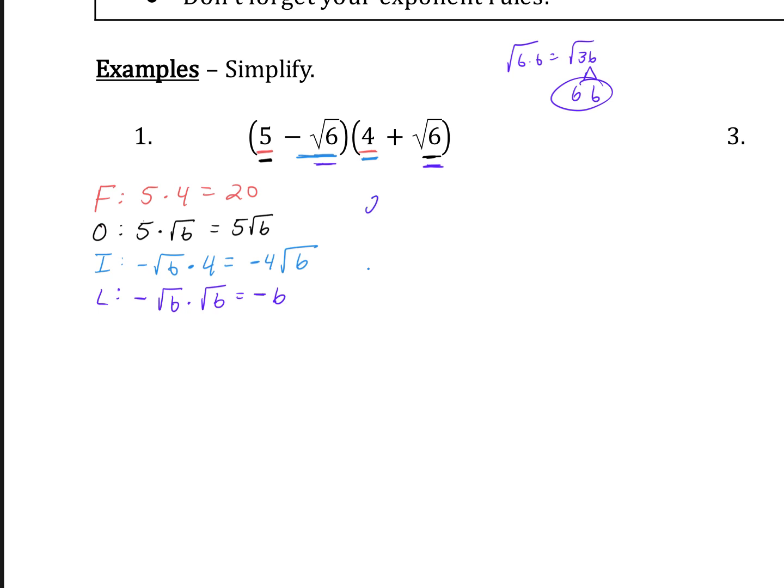We're basically going to say, okay, 20 plus 5 root 6 minus 4 root 6, oops, okay, minus, whoops, I did it again, you guys. 4 root 6 minus 6, okay? Let's combine like terms. I have a whole number and a whole number. 20 minus 6 gives me 14. And then I'm going to look at 5 root 6 minus 4 root 6, which is equal to minus 1 root 6. And this is my final answer.